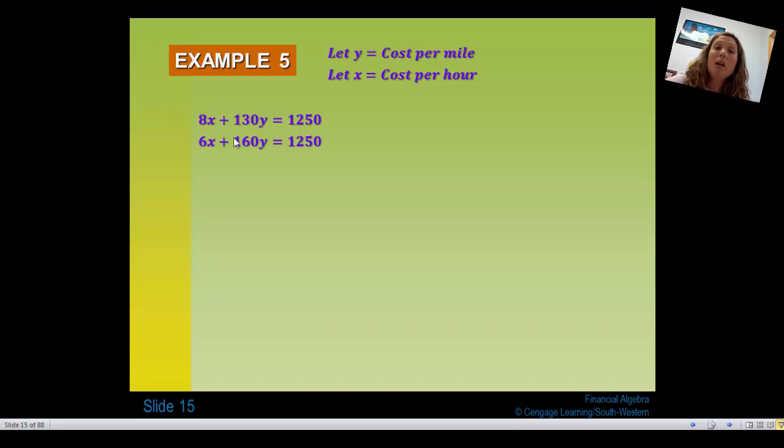But the problem here, neither one of my coefficients on either one of my variables matches. But I can do an operation to make them both look the same. So I would like to get rid of the x's because they're smaller numbers, a little bit easier to deal with. What number do 6 and 8 have in common that I can turn them both into? And if you said 24, you are absolutely correct. So what do I need to multiply the first equation by to make my x a 24? And if you said 3, you are correct. And the bottom one would be, that's right, a 4.